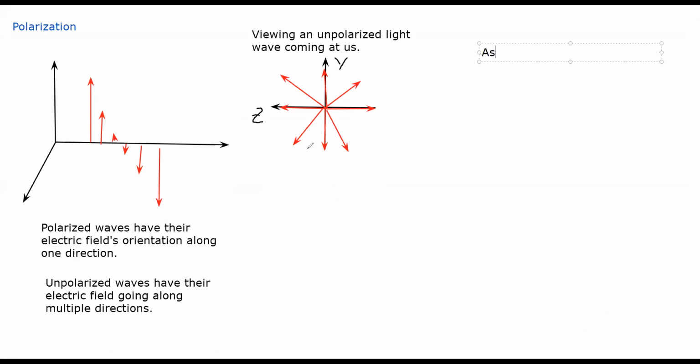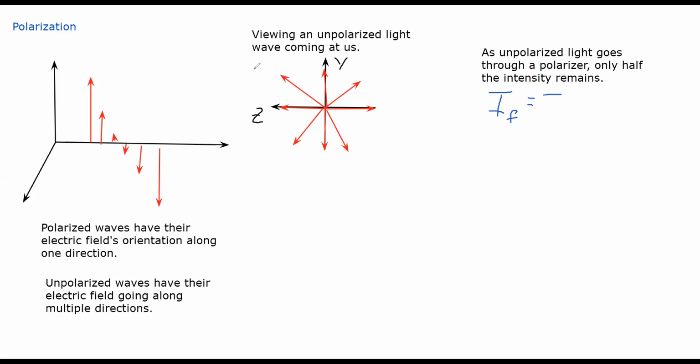Okay. So as unpolarized light goes through a polarizer, only half the intensity remains. Okay. So mathematically, I'll put it like this. You have your final intensity after the polarizer equals your initial intensity over 2. Okay, that's for unpolarized light.